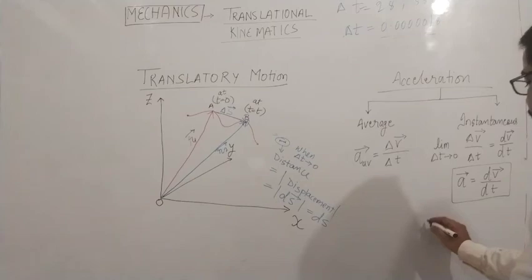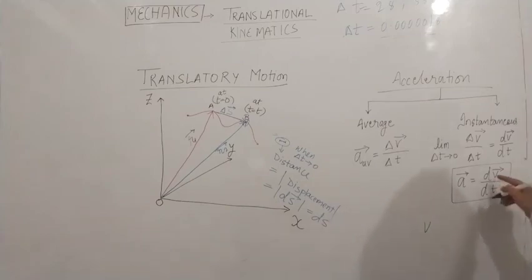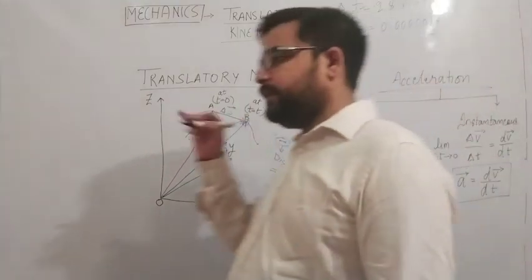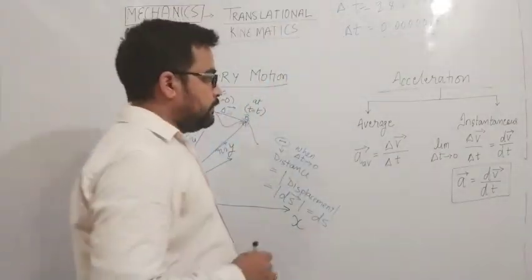Now as we know, this velocity, whenever I am writing only v, that means what?